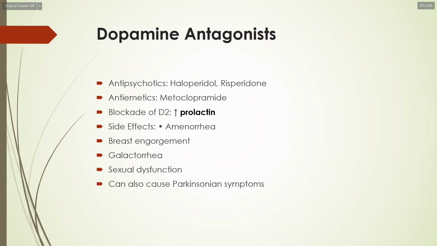Dopamine antagonists. Dopamine antagonists are considered one of the causes of hyperprolactinemia because they inhibit dopamine, and dopamine cannot exert its inhibitory effect on prolactin. So this will cause an increased prolactin level and predisposes to hyperprolactinemia. Next.